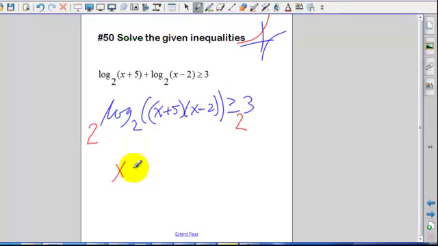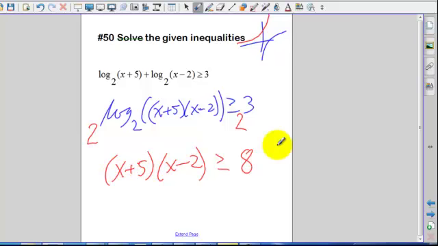So we get (x + 5)(x - 2) is greater than or equal to 8. There, done with the logs. And now it's one of your old friends. Unfortunately, some of you are still messing up on this. You've got to expand this out, factor it, and then look at it again. So this is x squared + 3x - 10 is greater than or equal to 8.